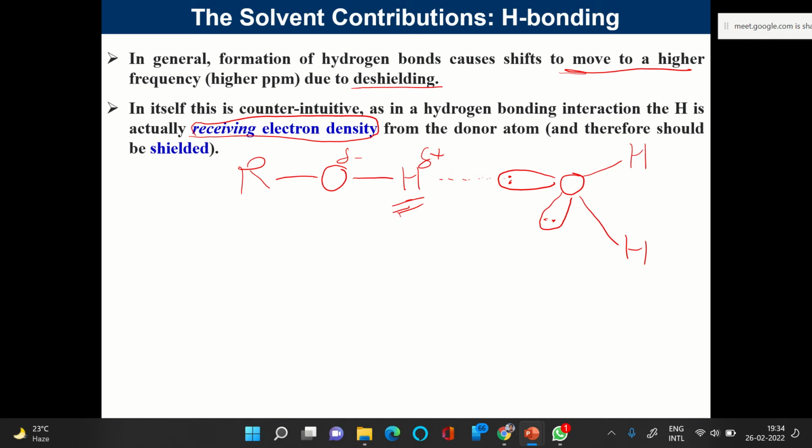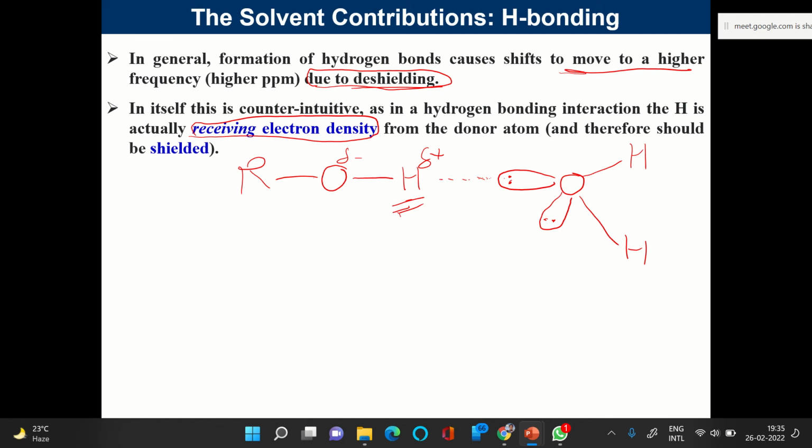Receiving this electron density, so this is the view that we have. Proton is interacting with the lone pair, so because of the presence of such a solvent molecule which can form hydrogen bonds, this lone pair is coming closer, and you are having this interaction. So it is receiving the electron density. That is the view, and because of this electron density from the neighboring solvent molecule, it is easy to imagine that it should be shielded, but we are talking about de-shielding when hydrogen bonding occurs.